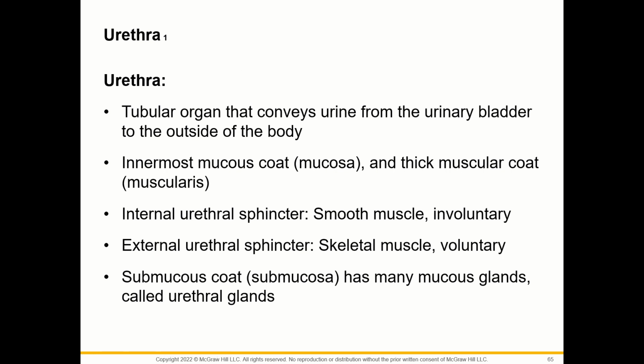The urethra is a tubular organ that conveys urine from the urinary bladder to the outside of the body. It has the innermost mucosa coat and a thick muscular coat, and it has an internal urethral sphincter and an external urethral sphincter. The internal sphincters are usually involuntary, and so they contract without your conscious awareness. And then the external sphincters are voluntary, and so you can actively control those, which is good. So you can hold in your urine if you need to. And then we have the submucous coat, or submucosa, that has many mucous glands, and they're called urethral glands.